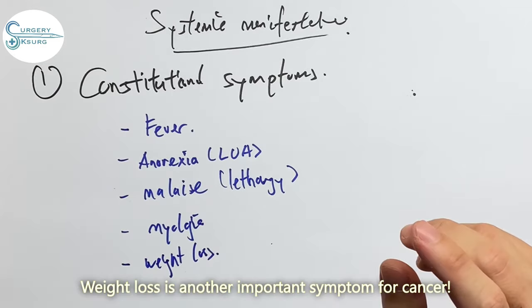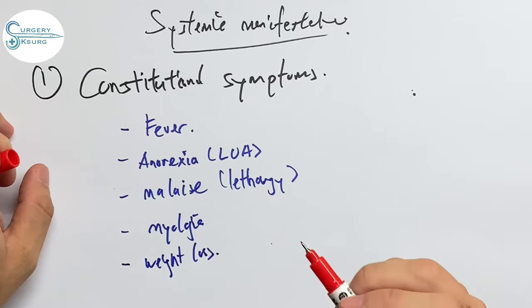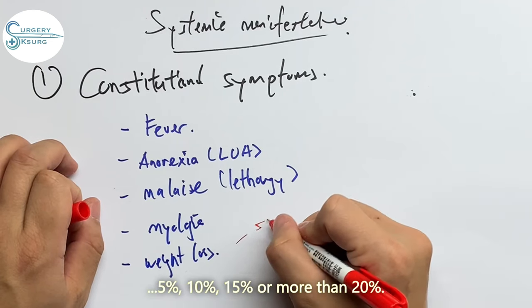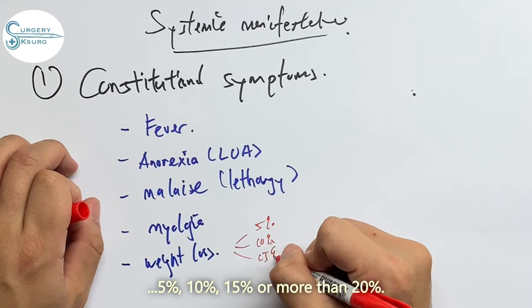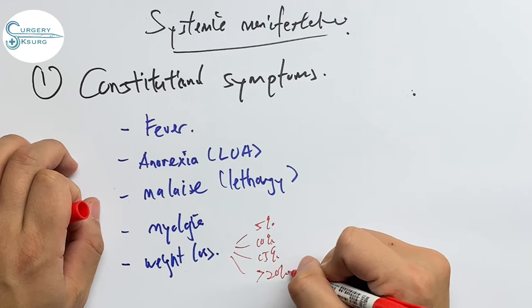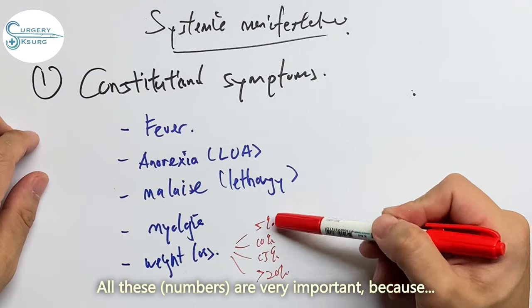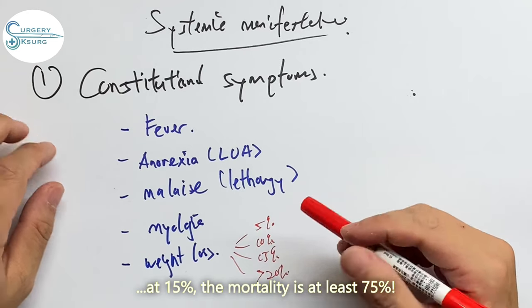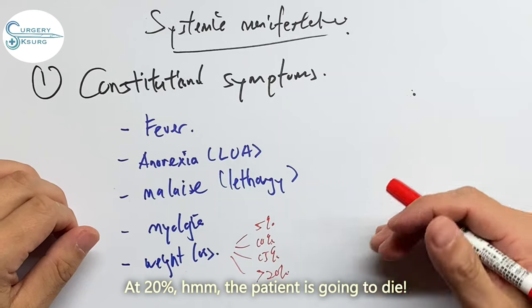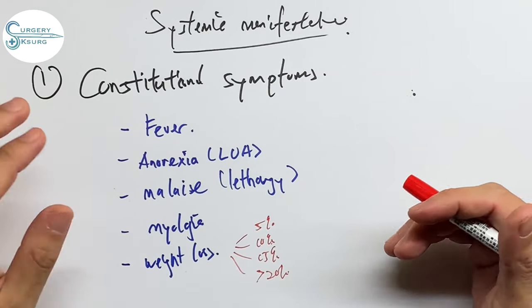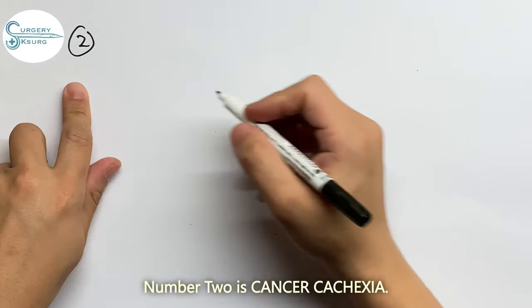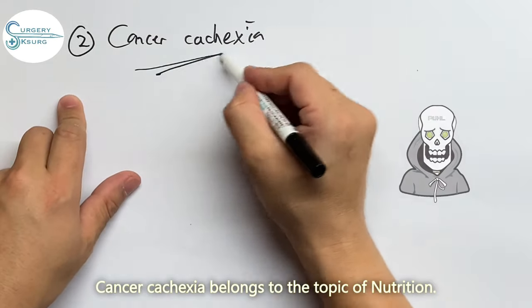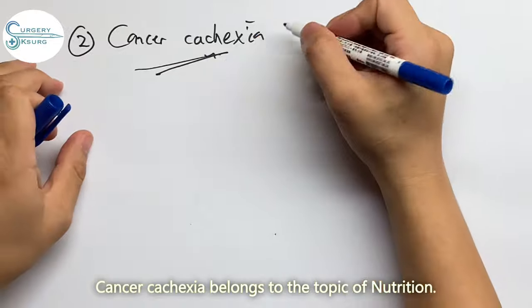Weight loss is another important symptom for a cancer. I encourage you to quantify the weight loss as 5%, 10%, 15%, or more than 20%. All these are very important, because at 15%, the mortality for the patient is at least 75%. At 20%, the patient is going to die. The number two is cancer cachexia. Cancer cachexia belongs to the topic of nutrition.